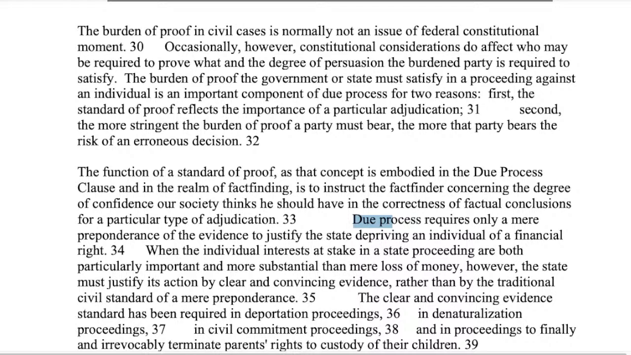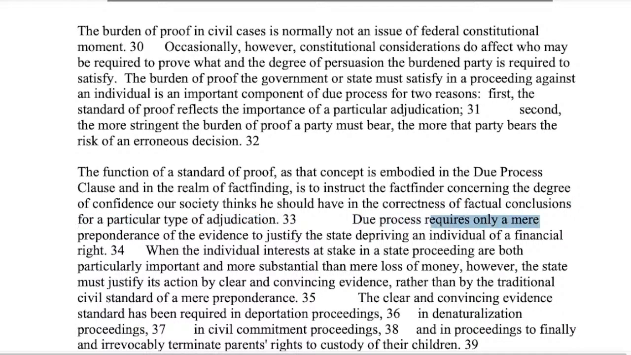All right, so once again, the function of a standard of proof, as that concept is embodied in the due process clause in the realm of fact-finding, is instructing the fact finder concerning the degree of confidence, how much they're willing to believe. And again, American jurisprudence always brings in the conditions of the society, right? The degree of confidence our society. So this is a temporal function here, because it's our present day society that thinks he should have in the correctness of factual conclusions for a particular type of adjudication. So what would our society expect of someone who has some knowledge, intellect, and wisdom to have in the correctness of factual conclusions for a particular type of adjudication?